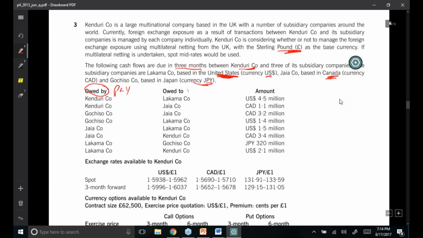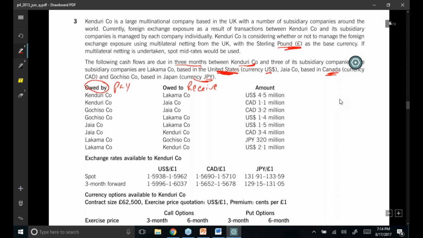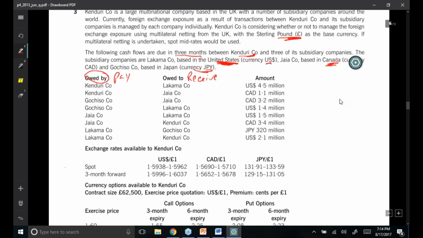Owed to means you are going to receive. Okay, these are the transactions in different currencies, and this is the spot rate. First step is to calculate the average of spot rate. Like how you gonna do it?